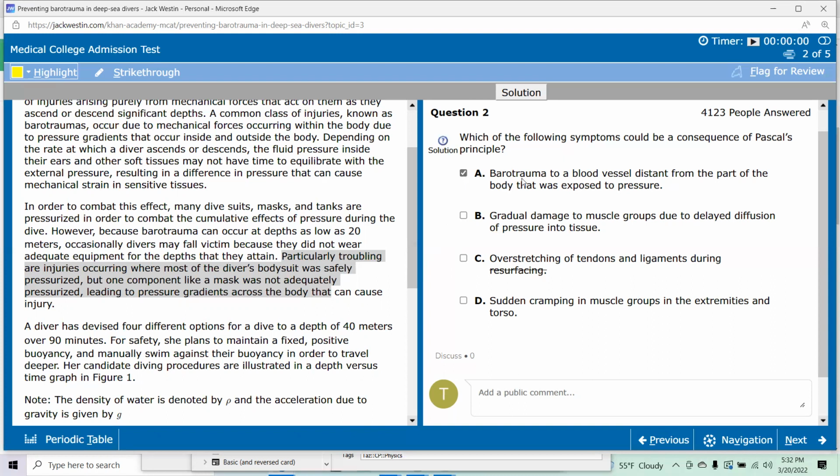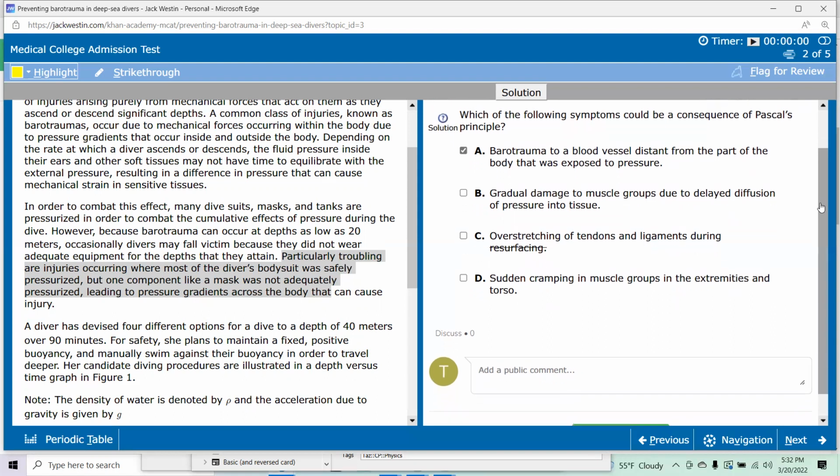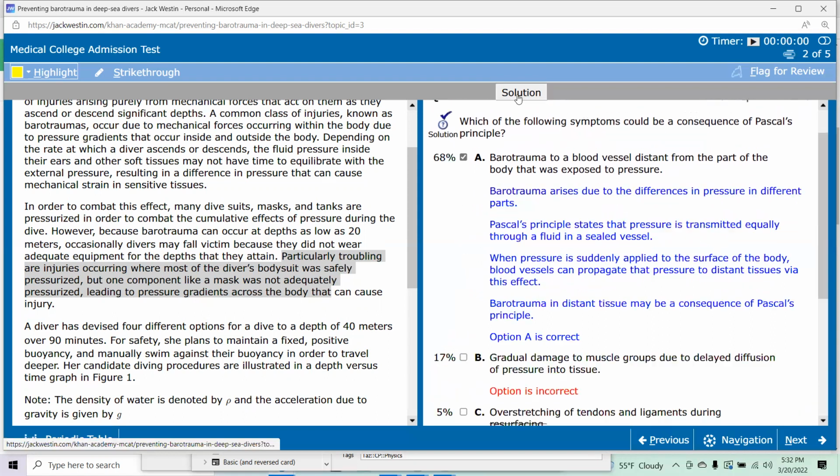And it seems like A is the answer because this is talking about delayed diffusion of pressure. We don't get any of this from either the passage or our little bit of understanding of Pascal's principle, right? Like as you mentioned, force over area. What does that have to do with diffusion, right? And this D one, sudden cramping, doesn't mention pressure at all or area at all, right? So that brings us to A. And if we take a look at the solution, it is A, right?